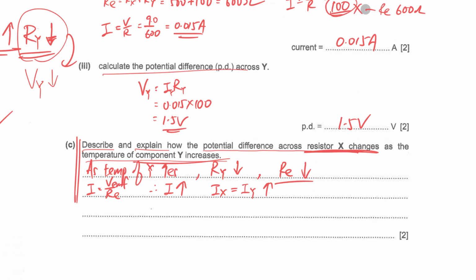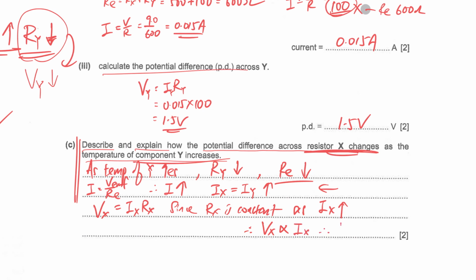The next thing we need to talk about is Vx, because they're asking for the potential difference across X, which is Ix times Rx. Since Rx is constant, it won't change. It's a fixed resistor. As the current through X, which we have concluded will increase, therefore Vx is directly proportional to the current flowing through X. Therefore, your Vx, the potential difference across X, will increase.